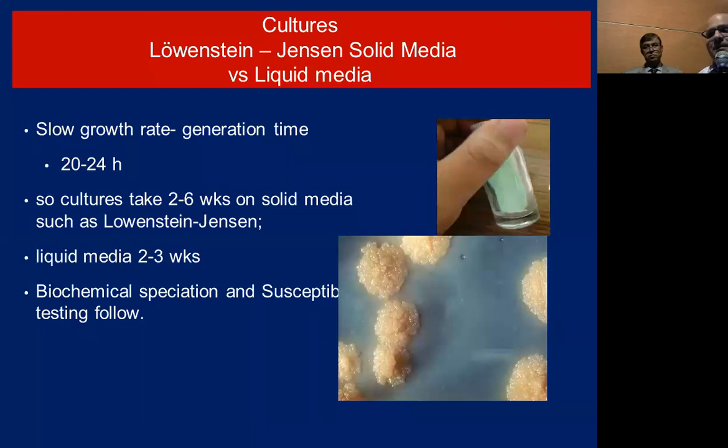So cultures, of course, the Lowenstein-Jensen solid media is an age-old solid medium. The problem is that these bacteria have a slow generation time. They are slow to divide. Typically, bacteria divide quickly, you know, 2, 4, 8, 16. But here, it takes almost a whole day for it to divide. And so cultures take a long time on solid media, 2 to 6 weeks. They take a shorter time in liquid media, 2 to 3 weeks.